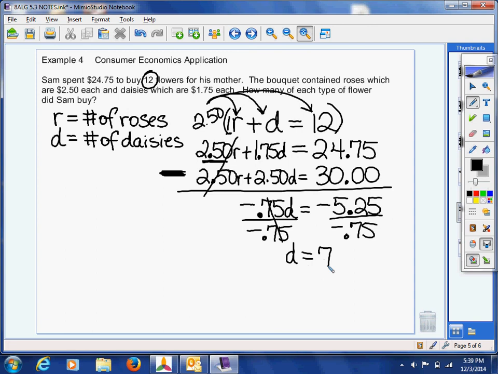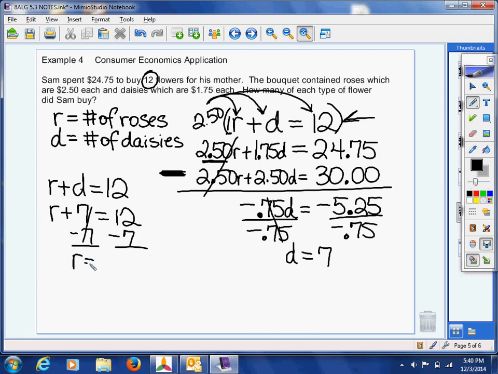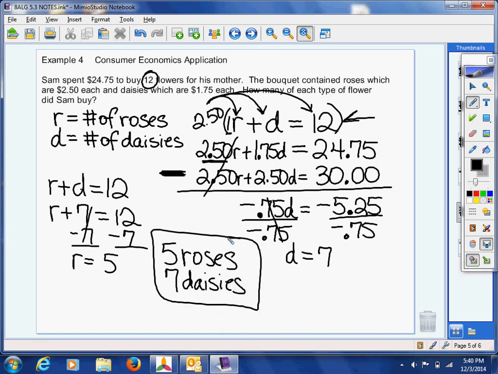All right, now how do you find the roses? Well, I'm going to tell you, I would take the easiest equation up there. That's R plus D equals 12. And you're going to put 7 where the D is. And you're asking yourself, what plus 7 is 12? You're right, that's 5. So what he did was he bought 5 roses and 7 daisies for his mom. And that's how you solve that type of application problem.